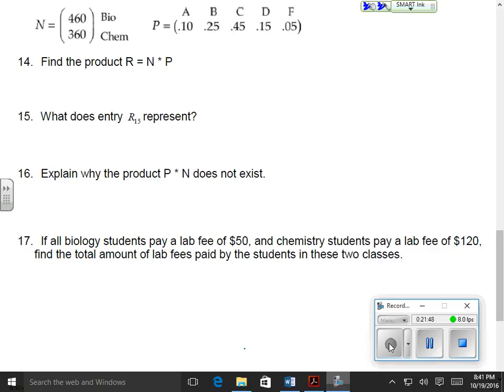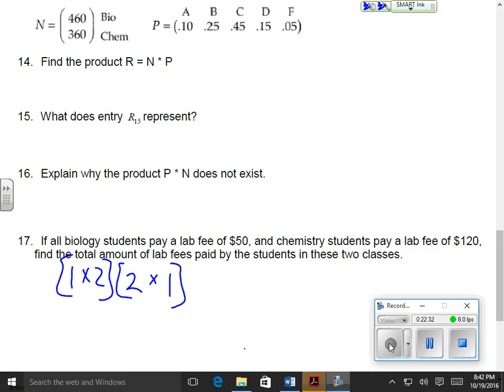Number 17, if all biology students pay a lab fee of $50 and chemistry students pay a lab fee of $120, find the total amount of lab fees paid by the students in these two classes. Well, how many biology students are there? 460. How many chemistry students are there? 360. So this is a 2 by 1. We need to multiply that by another, a 1 by 2. So we can multiply a 1 by 2 by a 2 by 1, then we should get what we need.